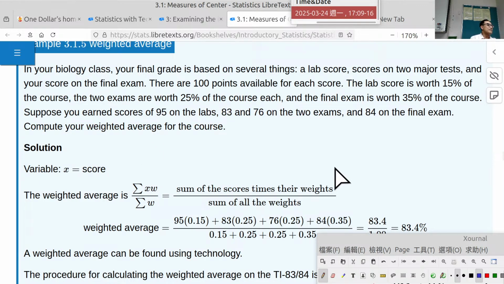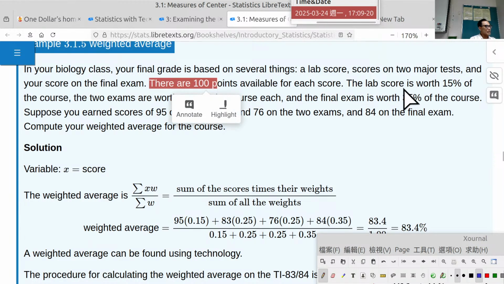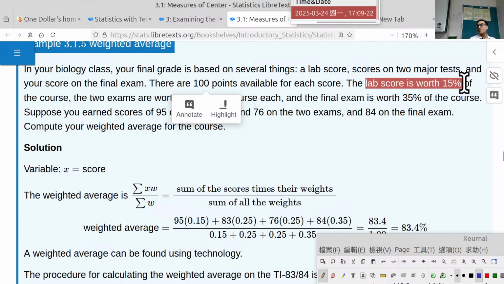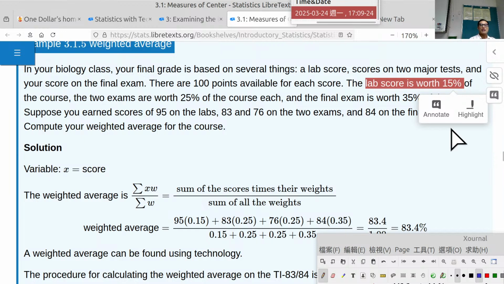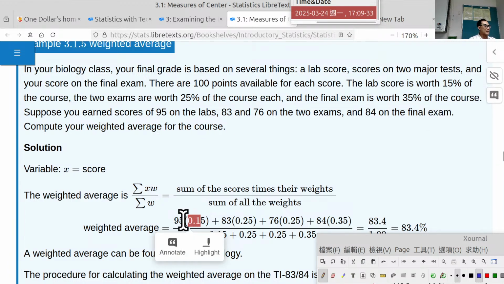Wow, okay. Now we know that the proportion is 15%, that's 0.15. The score is 95.